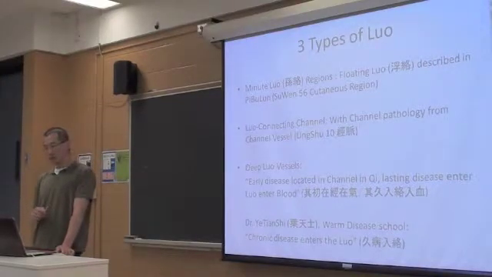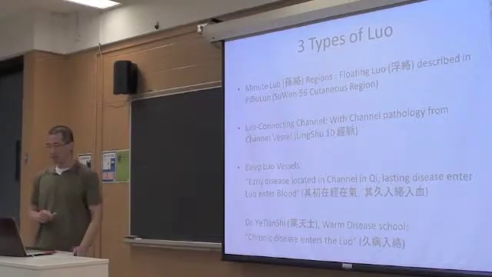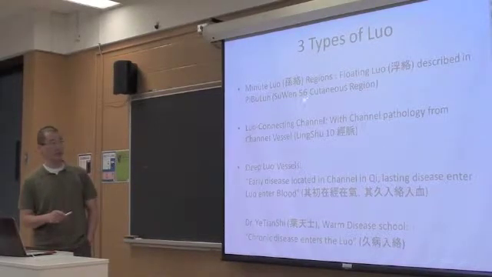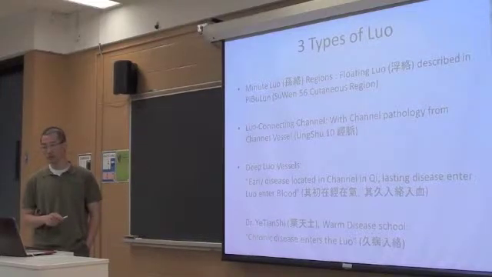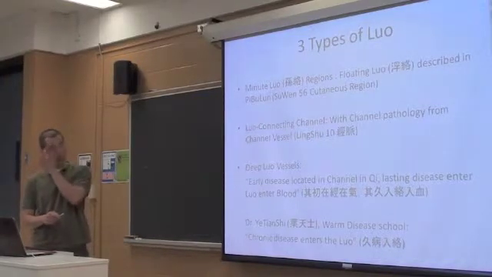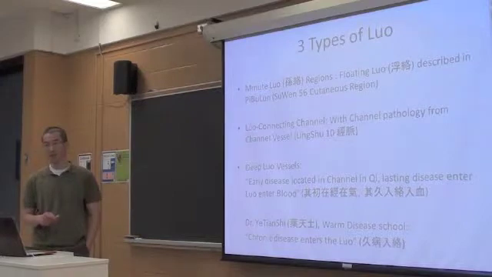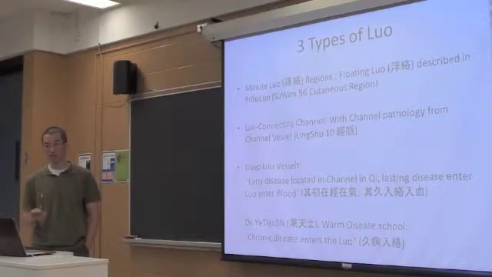And in other parts of the classics, particularly the cutaneous region, which is one of the chapters that we studied in Module 1, they describe in this chapter about skin regions another type of Luo, which is called a floating Luo. And this is the type of collateral that is supposed to be superficial and visible on the surface of the skin.